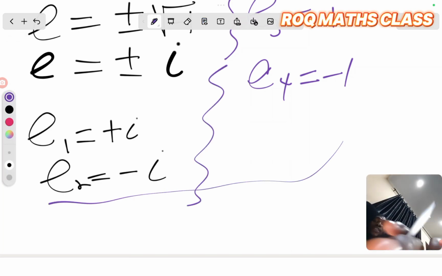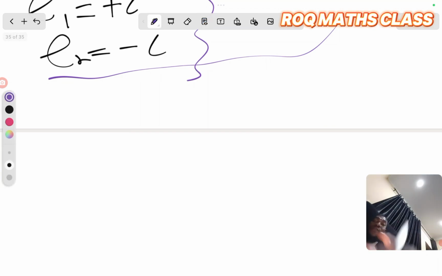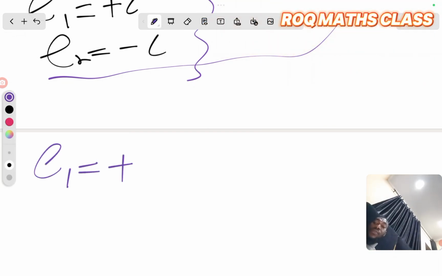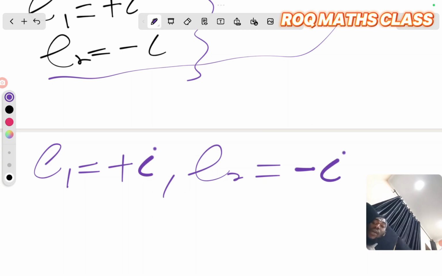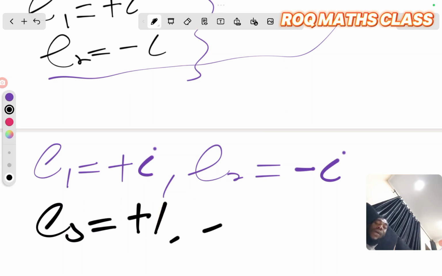So all the possible values of our e will be written out now. Our e1 is the same as plus iota. Our e2 is the same thing as minus iota. Our e3 is the same thing as plus 1, and our e4 is the same as minus 1.